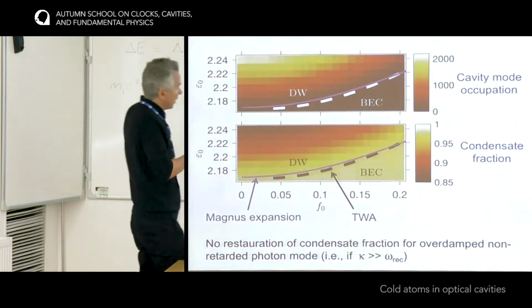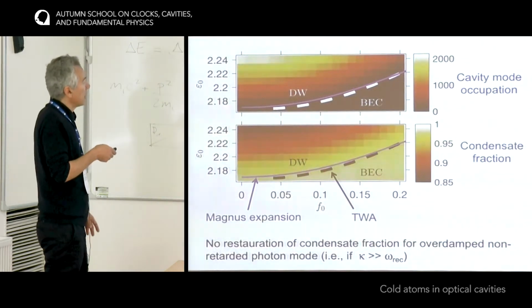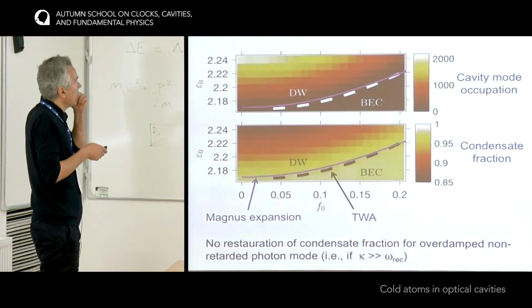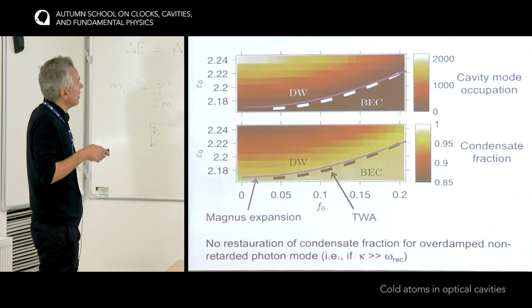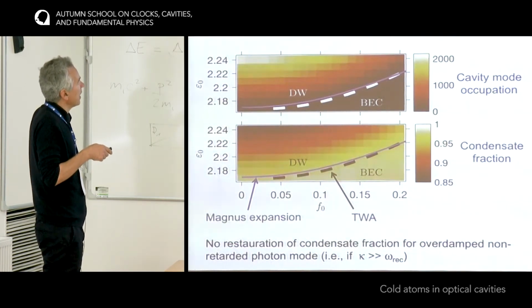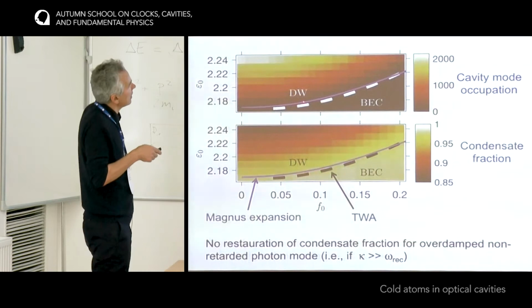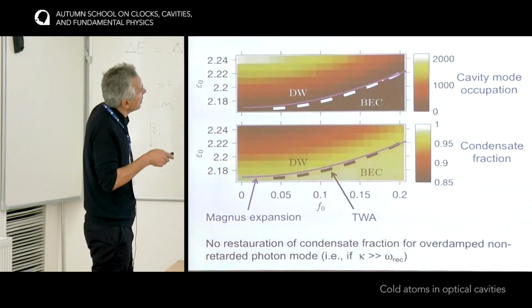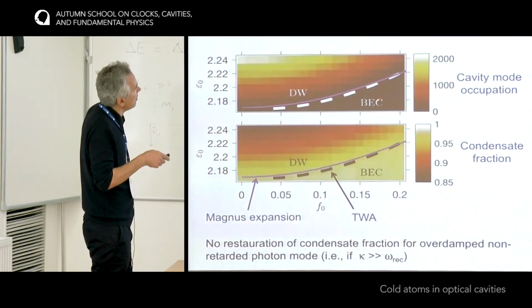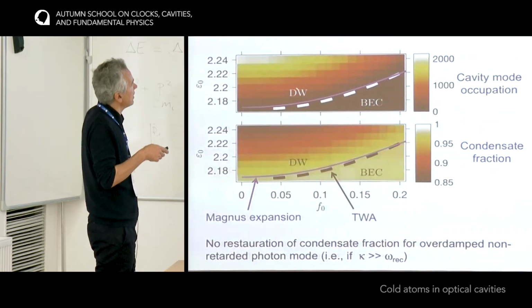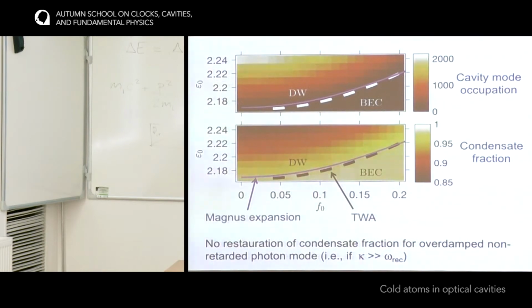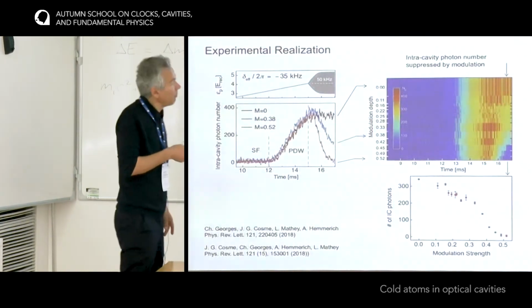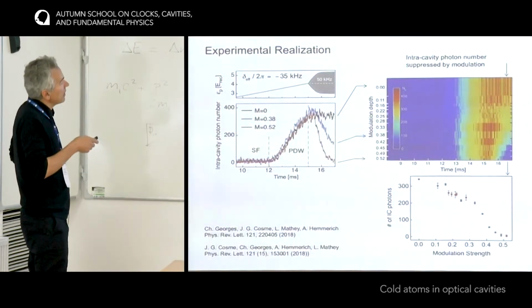And then the theorists can calculate the phase diagram. So there's the modulation strength and the DC pump strength, and you see that there's a phase transition between the BEC mode and the density wave mode here. So the question now is, does that work out in experiment? And in fact, it does.